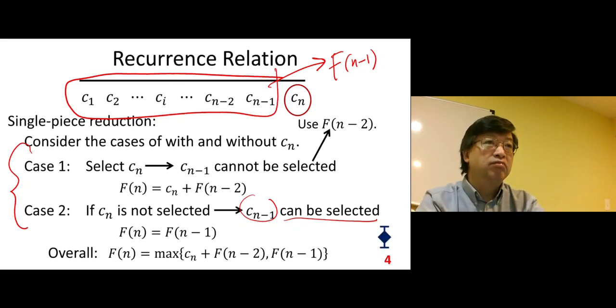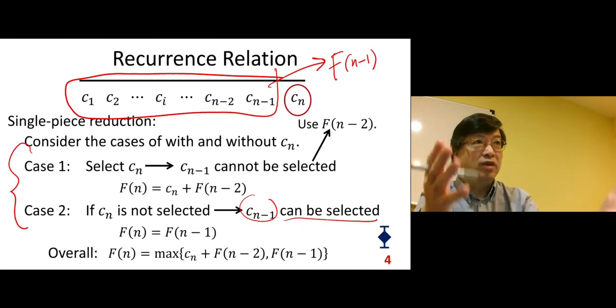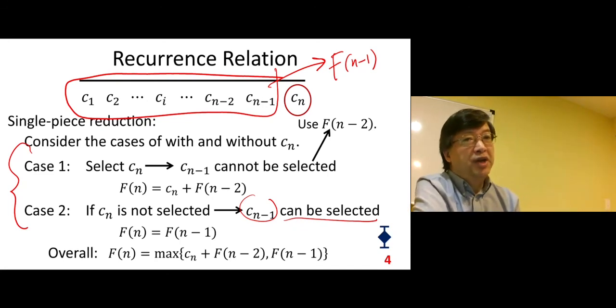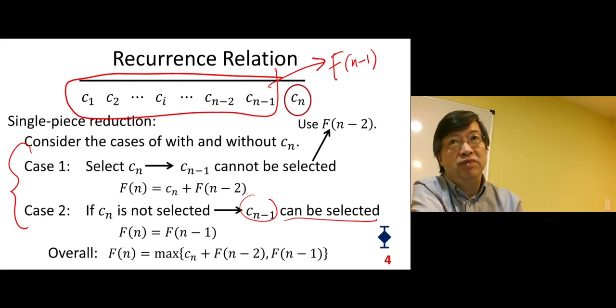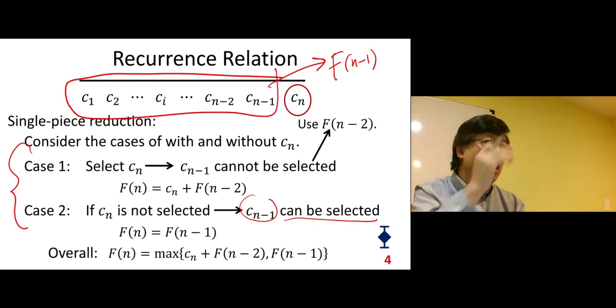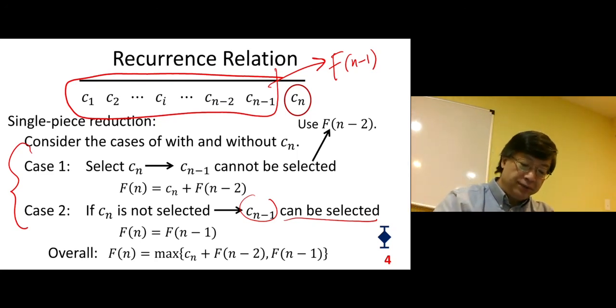After you get this recurrence relation, right now we treat the problem as solved. Because the implementation, we know how to do implementation easily. So we treat the problem as solved. All right, so this is 8.2.